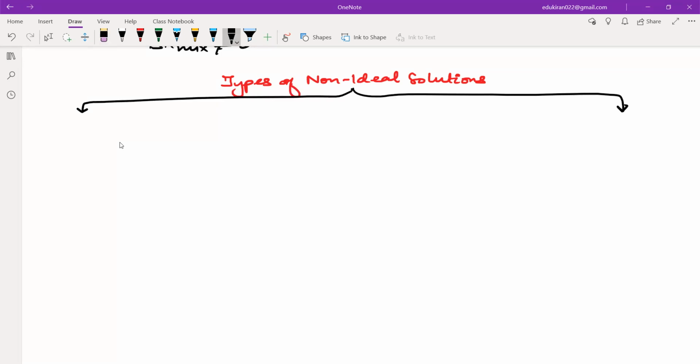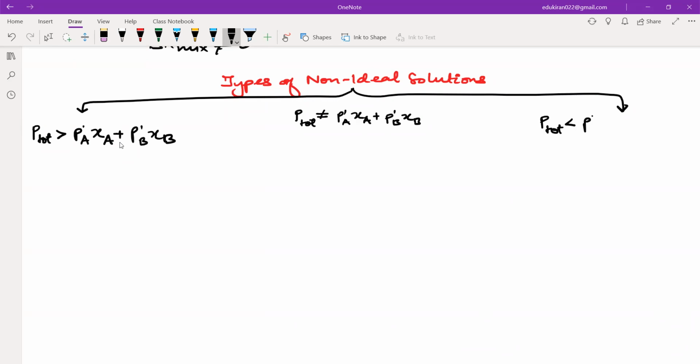Types of non-ideal solution. Now we have already seen that for non-ideal solution the P total should not be equal to P naught A chi A plus P naught B chi B. It can only give me two cases. A case where the P total will be greater than P naught A chi A plus P naught B chi B, and there can be a case in which the P total is less than P naught A chi A plus P naught B chi B.